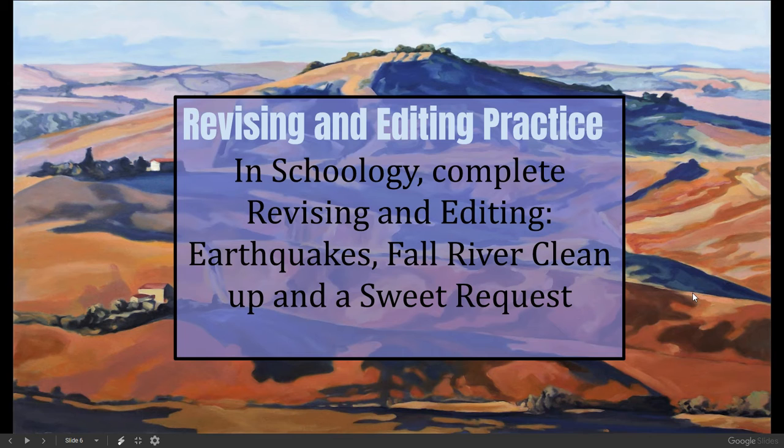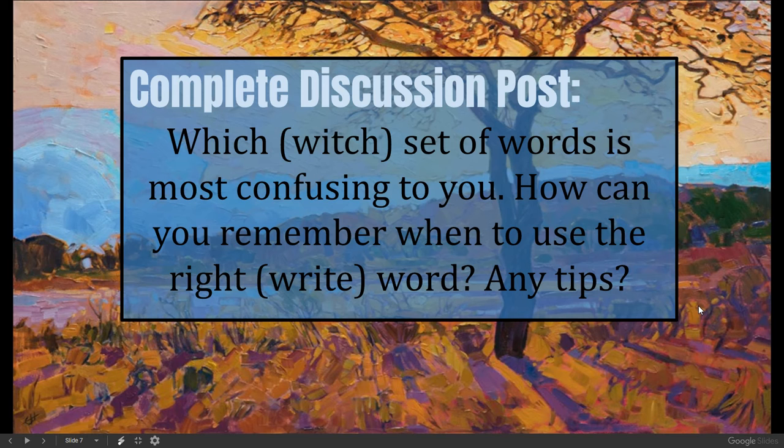And then there is a revising and editing exit ticket as well, and it has 3 short passages for you to read and answer. So the discussion post says, which set of words is most confusing to you? How can you remember when to use the right word? If you have any tips, please write them down.